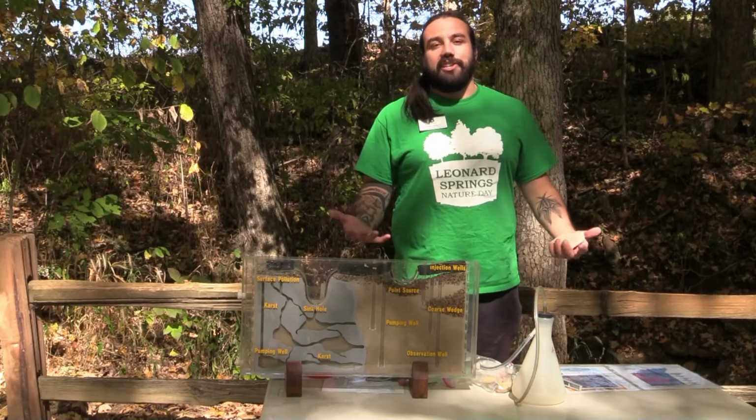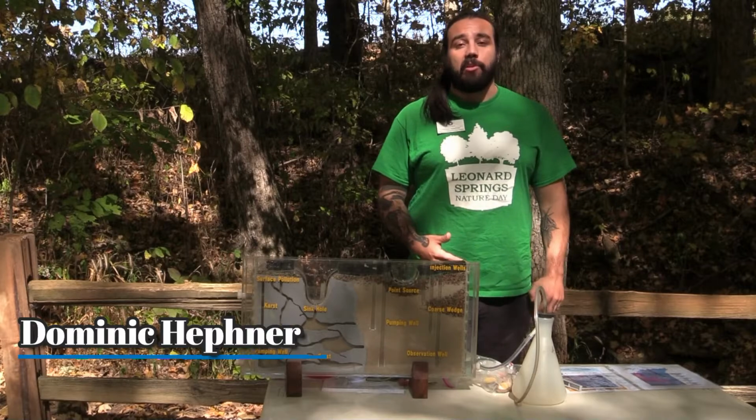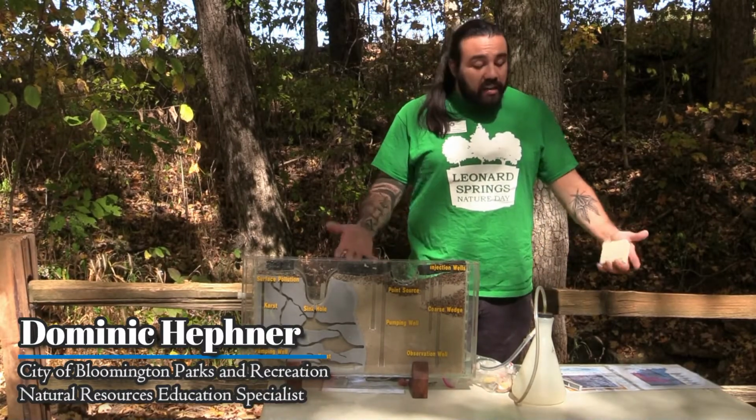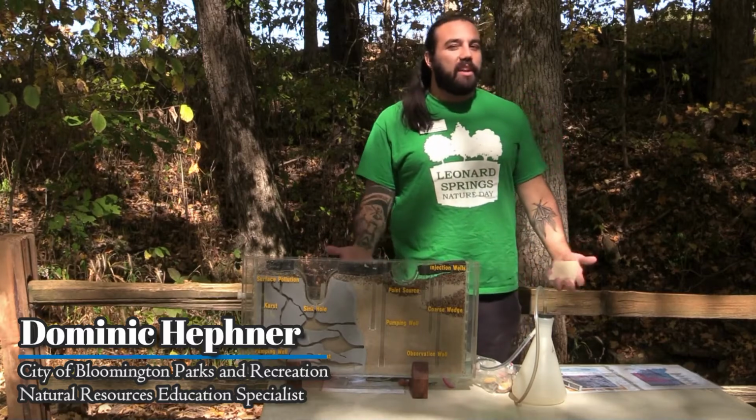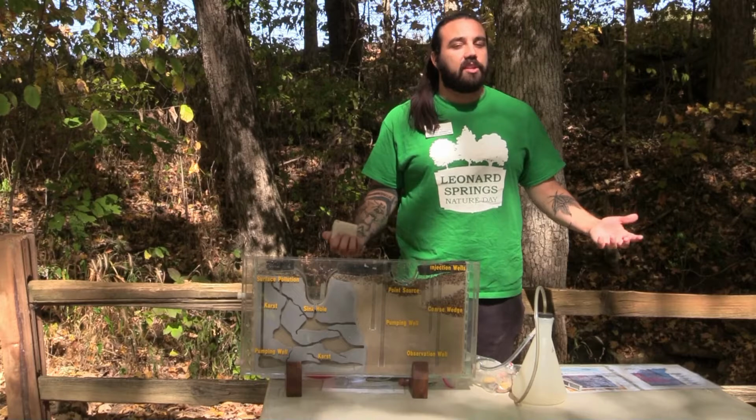Welcome to Karst Station. For this station, you're going to need your journal and a writing utensil, and that's all. My name's Dominic Hepner. I'm one of the City of Bloomington Parks and Recreation naturalists, and I'm going to be leading you through karst and trying to figure out what exactly karst even is. So let's start there. Let's start at the term.